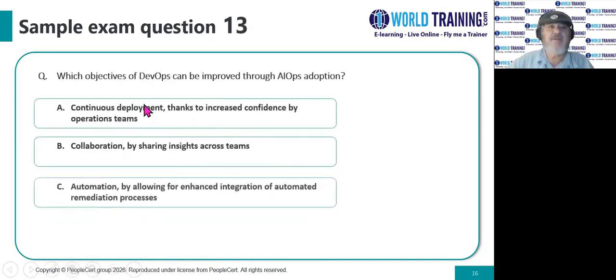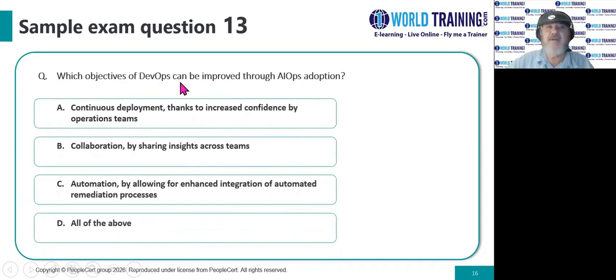Question 13, which objectives of DevOps can be improved through AIOps adoption? Continuous deployment, thanks to increased confidence by the operations teams. That's possible. Collaboration through shared insights. Yeah, that's also possible. Automation by allowing for enhanced integration of automated remediation. Yes, so I think D, all of the above makes sense.